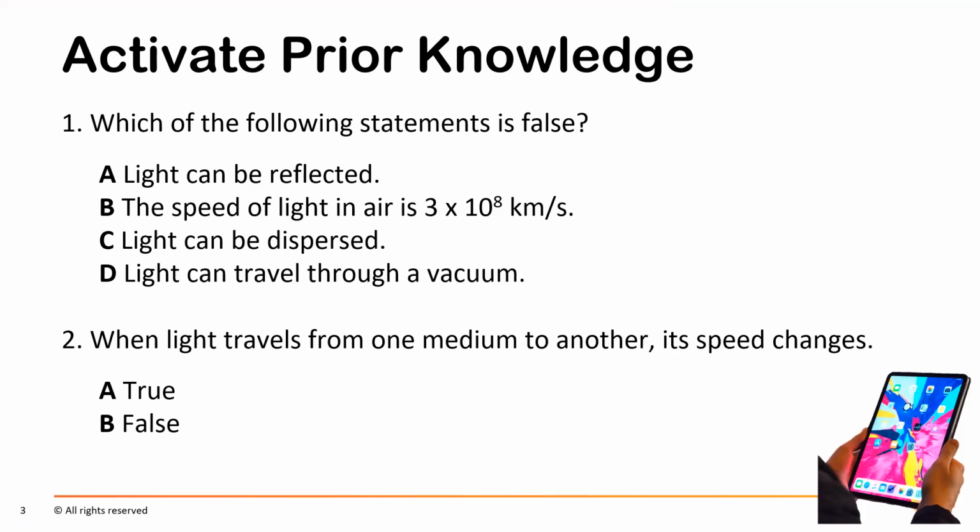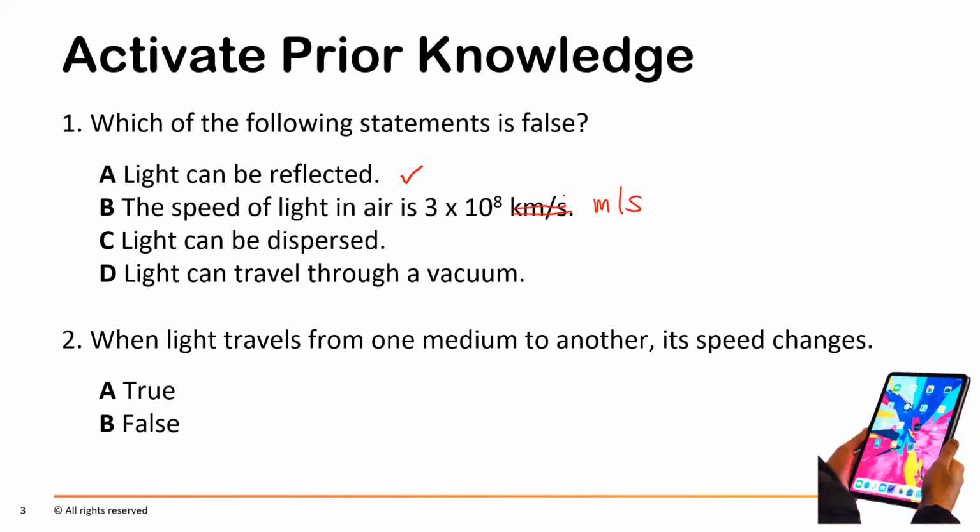Now I'll go through the answers to these two questions. Which of the following statements is false? We know that all waves can undergo reflection and refraction, so the first statement is correct. The answer is B. The speed of light in air is not 3 times 10 to the power 8 kilometers per second. It is actually 3 times 10 to the power 8 meters per second.